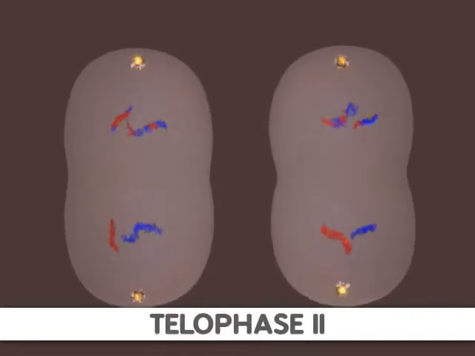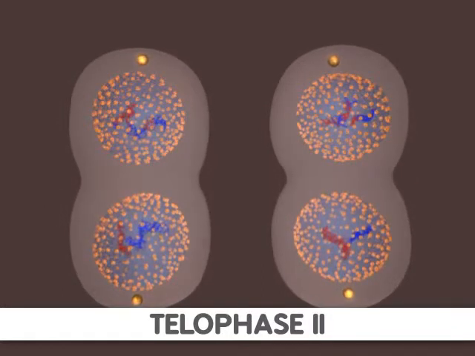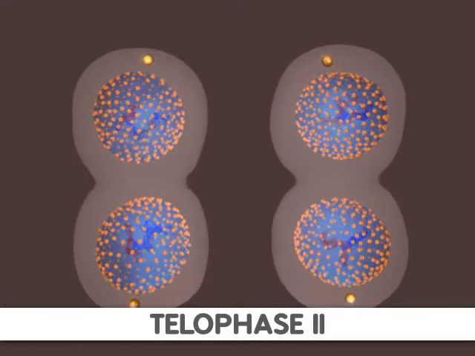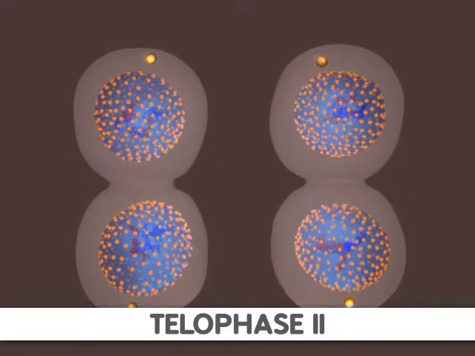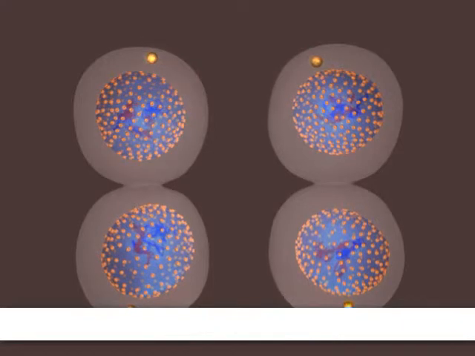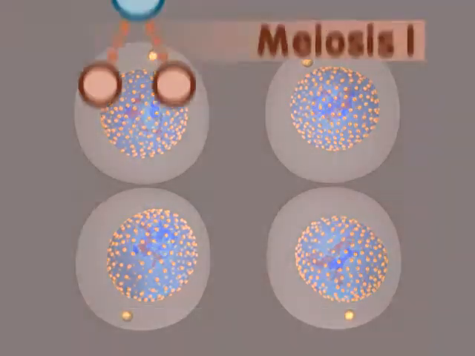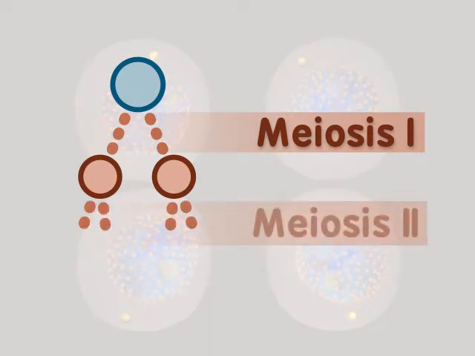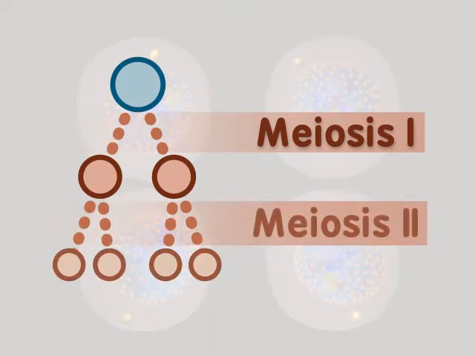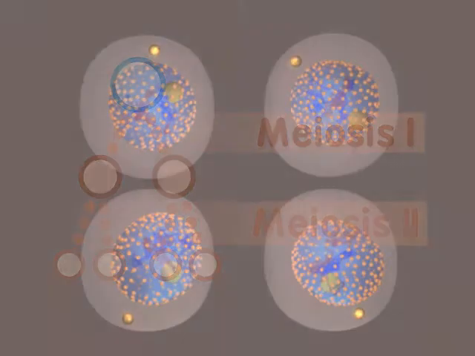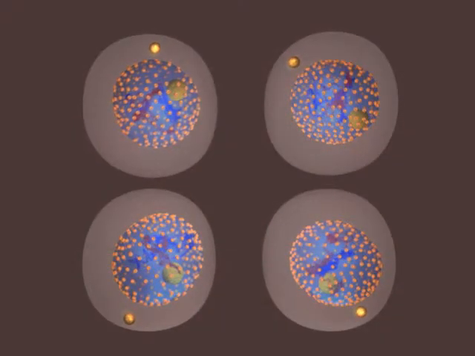In telophase II, the nuclear membrane reforms and the cytoplasm is divided into the two haploid daughter cells. This division is called cytokinesis. Since meiosis II began with two cells, and each of those cells were split into two cells, we now have four unique haploid cells at the end of meiosis.